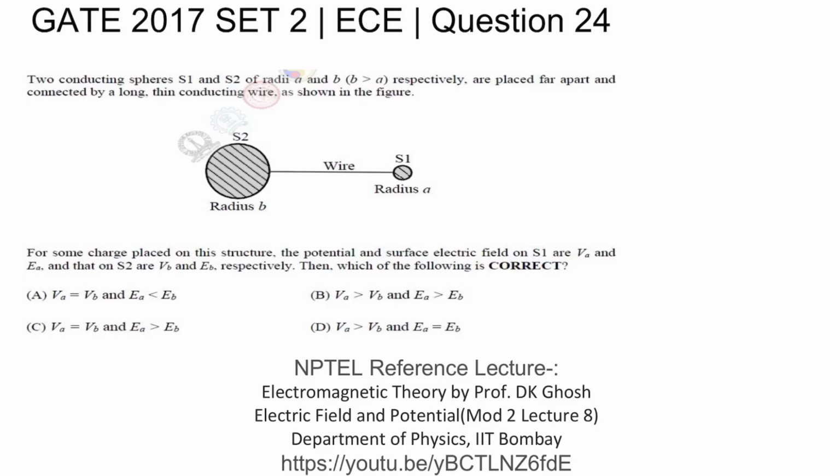So this is S1 and this is S2, and S2 is having a radius B. The small one, S1, is having a radius A, and they are placed far apart and connected by a thin wire. For some charge placed on the structure, the potential and surface electric field are given for S1 as V1 and VA, and for S2, with radius B, as VB. We are asked to comment on the relationship between the potentials of the two spheres, whether they are equal, greater than or less than, as well as the relationship between the electric fields of the two respective spheres.